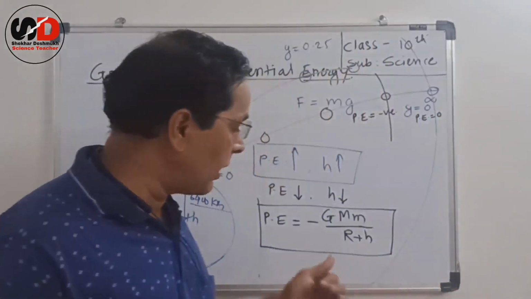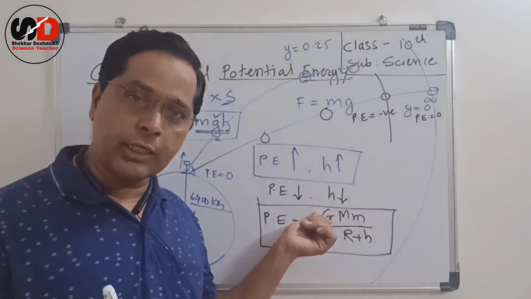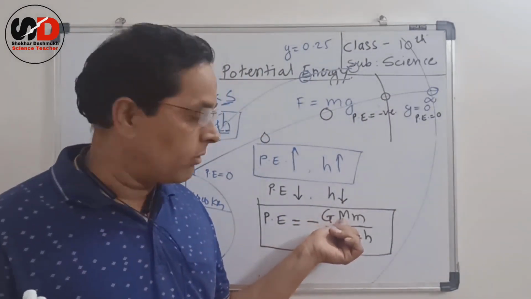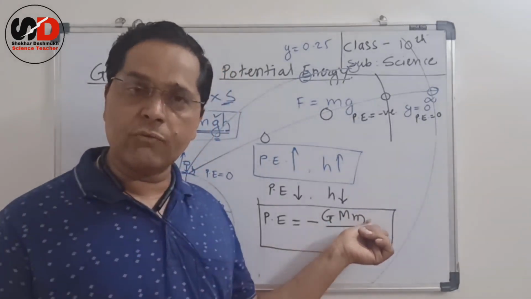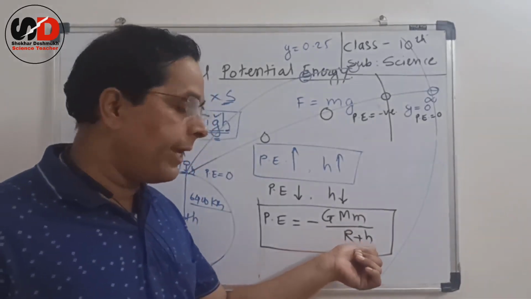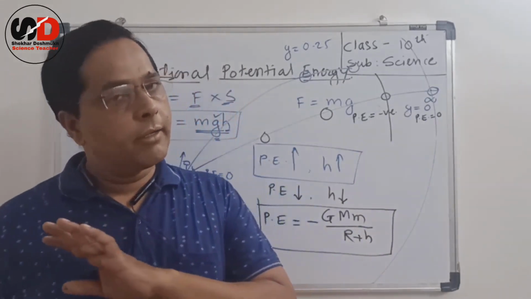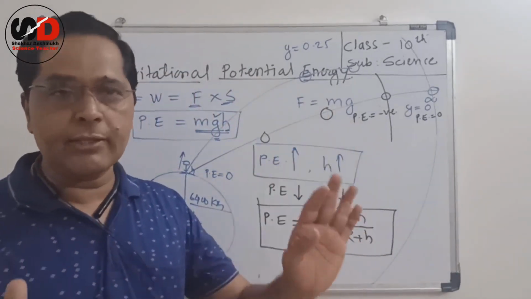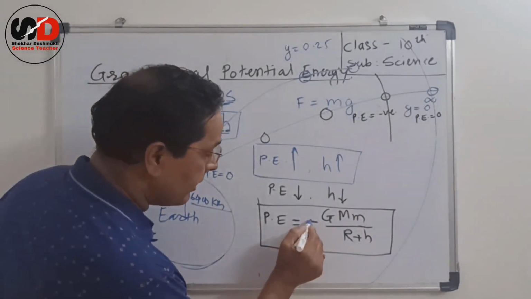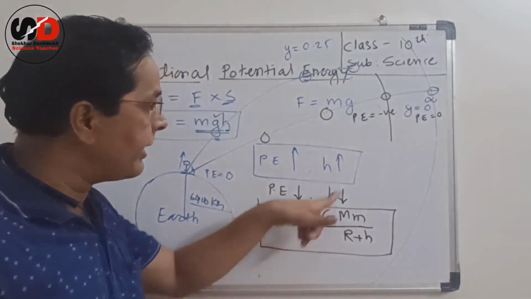In this formula, we know G is a universal constant, 6.67 into 10 raised to minus 11. M is mass, it can never be negative. Small m is the mass of the object, it is also never negative. R and H are distances, and distances are also always positive. That means they also can never be negative. But the explanation for this negative sign is given here.